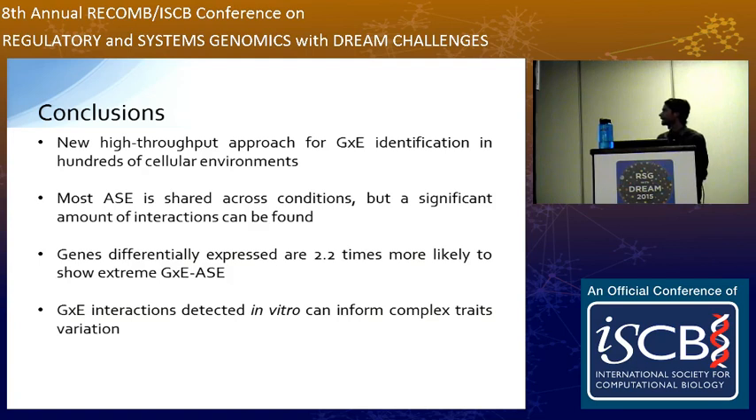So in conclusion, I didn't really talk much about the approach, but we have this new high-throughput approach for GWAS identification across hundreds of conditions, hundreds of environments. What we see is that most ASC is shared across the conditions, but we can identify quite a bit of those GWAS interactions. Most significantly, I think, is that genes that are differentially expressed are 2.2 times more likely to show extreme GWAS ASC, which is really neat, and that these GWAS interactions detected in vitro can hopefully help inform complex trait variation.